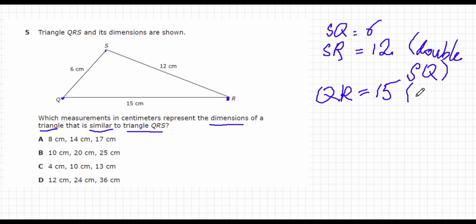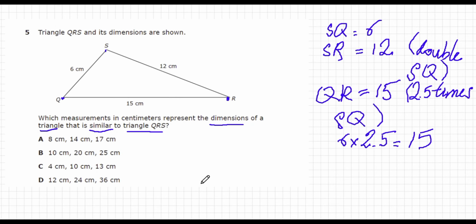Option A is eliminated because 14 centimeters is not double 8 centimeters. Option B is correct since 20 centimeters is double 10 centimeters and 25 centimeters is 2.5 times 10 centimeters. Therefore, B is the correct answer.